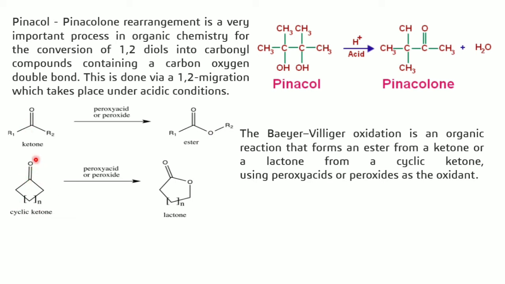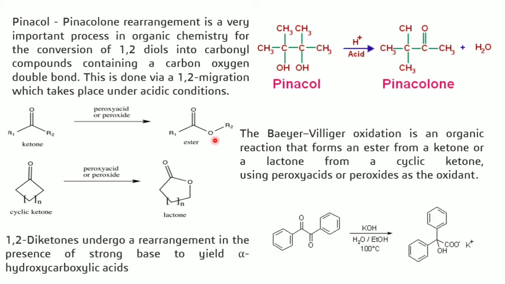We can observe the ketone is converting into ester form, a cyclic ketone, using peroxy acids or peroxides as the oxidants. So you can observe the peroxy acid or peroxides as an oxidant. We can observe those are converting the ketone into ester. So this type of reaction we call Baeyer-Villiger oxidation.